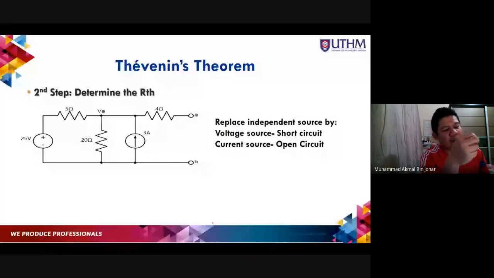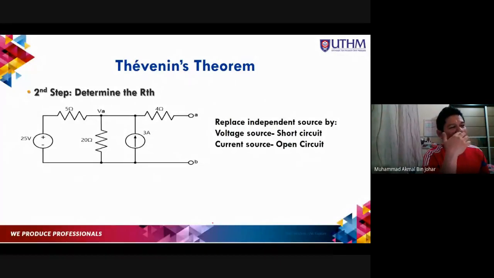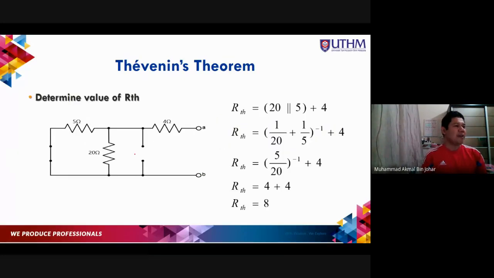When you have the circuit that only have resistor inside, then you can easily calculate what is the resistance across AB, equivalent resistance from A to B. So we replace all these two accordingly, then we will get something like this. So we know that this is 5 volt and 20 ohms are in parallel towards the 4 ohms here. So 4 plus 20 parallel to 5 volt, then when you calculate all together, you get R Thevenin is equal to 8 ohms.